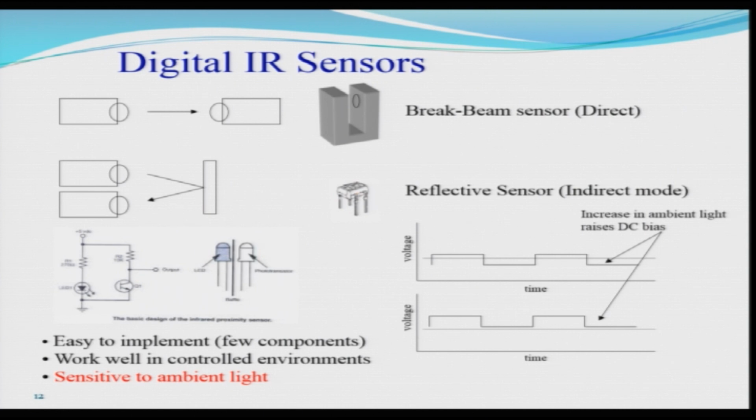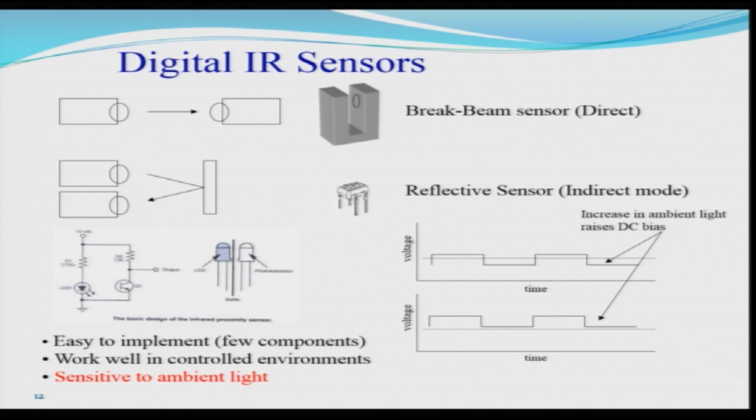Many a time this is the basic design of the infrared proximity sensor. This is an LED which is biased through this resistance and then connected to a source. This emits light, and this is a photodiode. The LED sends radiation in the IR range, and this changes its output.